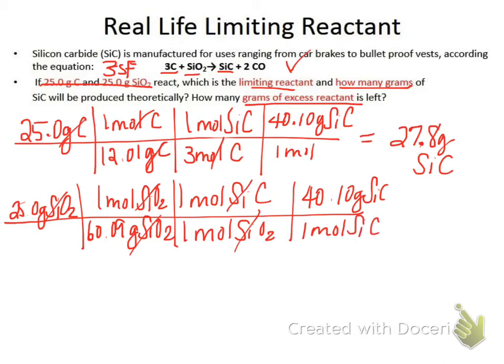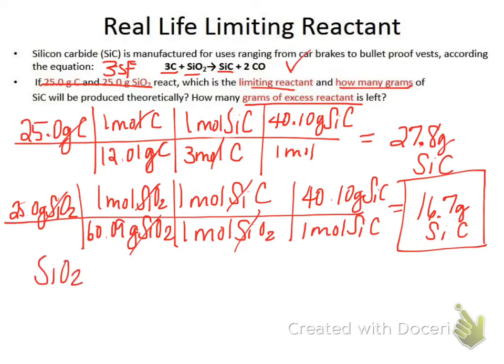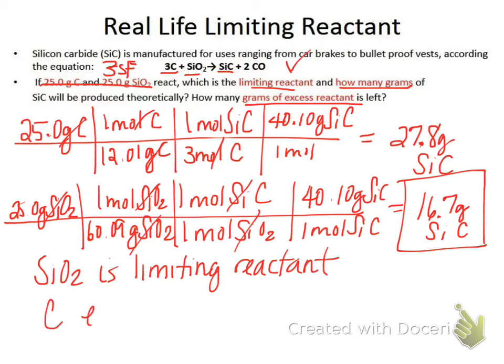Go ahead and pause the calculator again, and pause the calculator, can't really do that. Pause the video and calculate that, sorry about that. And when I do my math correctly, I get 16.7 grams of silicon carbide, which is my answer because it's the smallest amount. So I could make, theoretically, 16.7 grams of silicon carbide, and SiO2 is the limiting reactant, because I will run out of that first. And so that will make carbon the excess reactant.